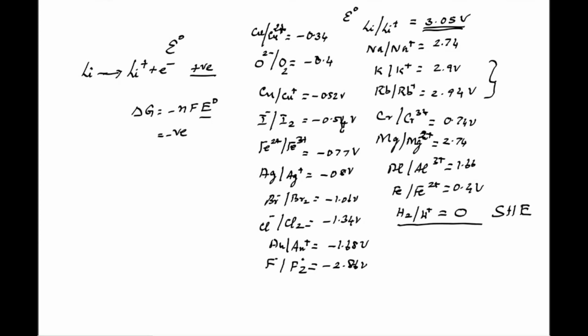Similarly, in the table, the least reducing agent is fluorine, the F minus giving power of this fluorine. And you can reverse this. If it is the least reducing agent, it means it is the highest oxidizing agent. Therefore, which has the highest oxidation character? Fluorine.